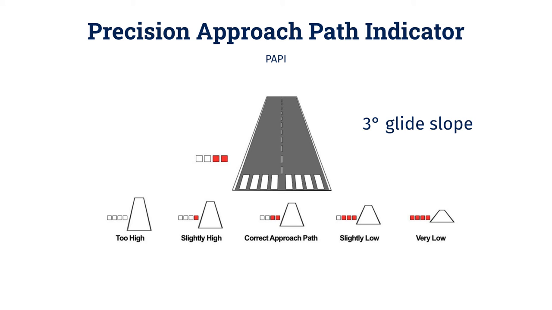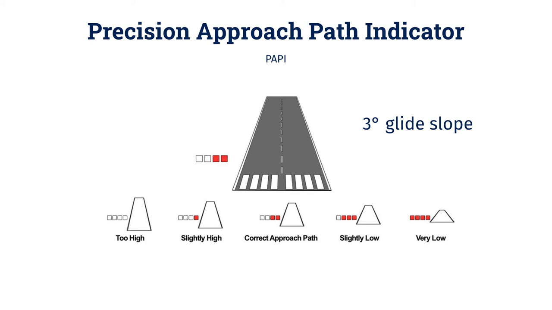The correct approach path shown here is a nice 3-degree glide slope. This is a comfortable descent angle and is used by airliners when on approach. So when you're on glide path, you'll see 2 white lights and 2 red lights. If you descend below this glide path, more red lights will appear. So you can see by the indications at the bottom of the page, the white lights get replaced by red lights the lower you are below that normal approach path.